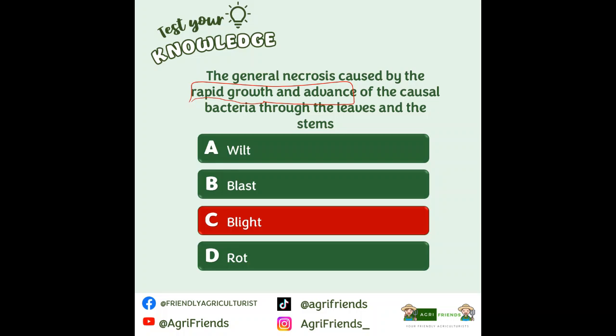Okay? Wilt is the loss of rigidity or the drooping of the plant parts generally caused by insufficient water in the plant. Blasts, on the other hand, are characterized by diamond-shaped lesions on leaves that appear as white to gray or green lesions or spots with dark green borders. Rot, on the other hand, is the softening or discoloration or disintegration of a succulent plant tissue.